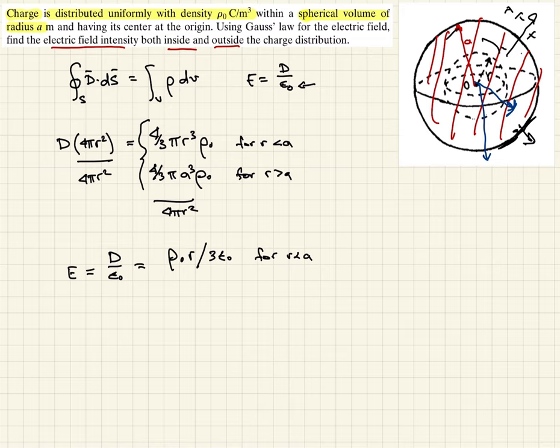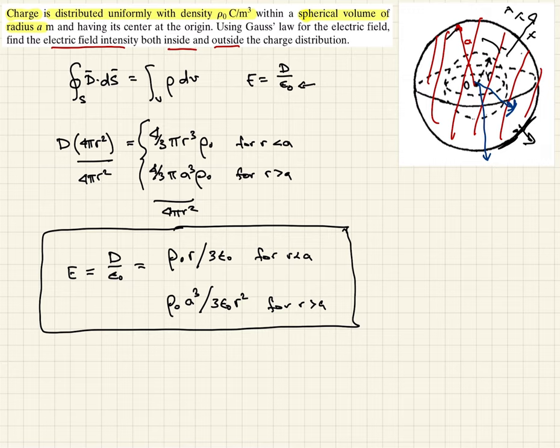If we define our sphere of interest inside the sphere that contains the charge, then this would be that equation. Now, if we go outside the sphere with our sphere of interest, then the equation becomes rho naught a cubed divided by 3 epsilon naught r squared. And again, that's for r greater than a. So this is our expression for the electric field intensity, both inside and outside of the sphere.